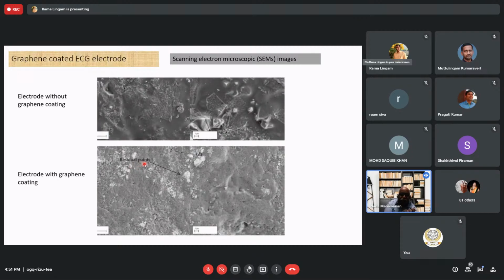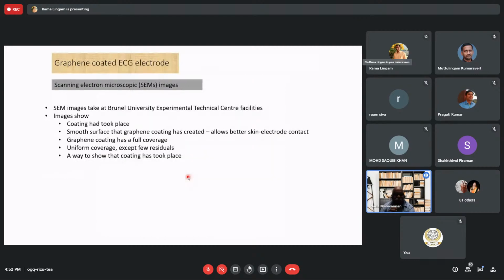We can see the graphene is there, and the structure is also smoother. It's not 100% smooth, but it's smoother. There are some residual points. Of course, when you do chemical vapor deposition, it won't be perfect. It won't be uniformly distributed, but at least it gets better than without the graphene coating. So next slide, please.